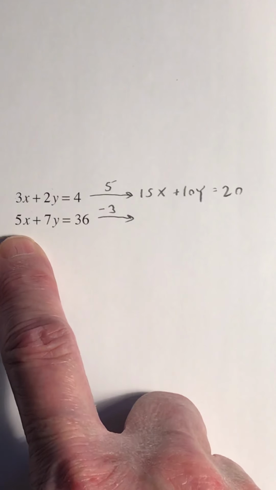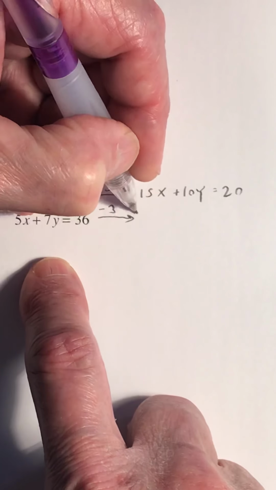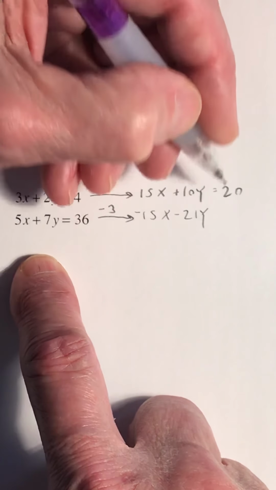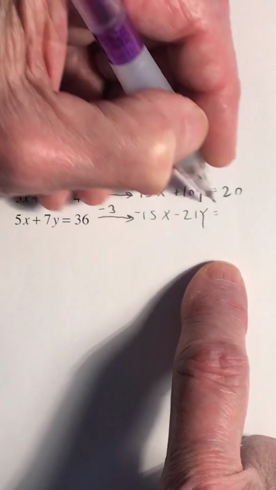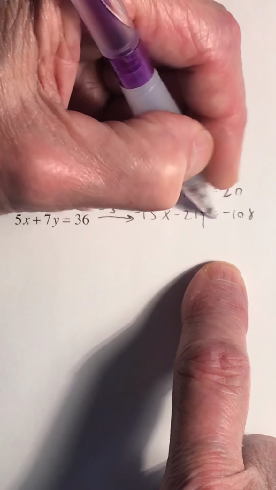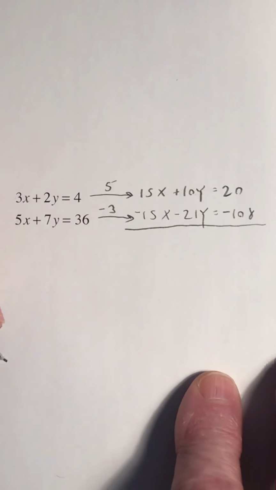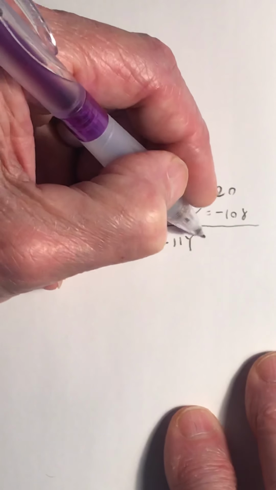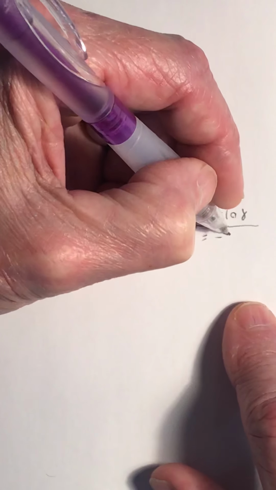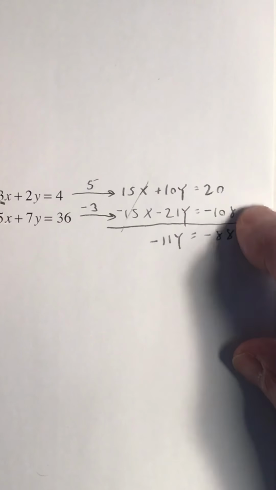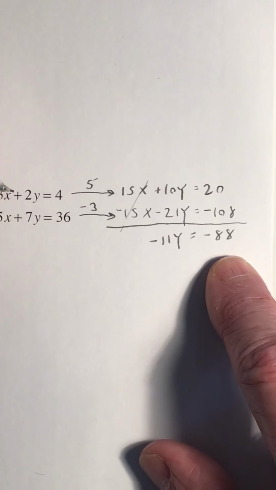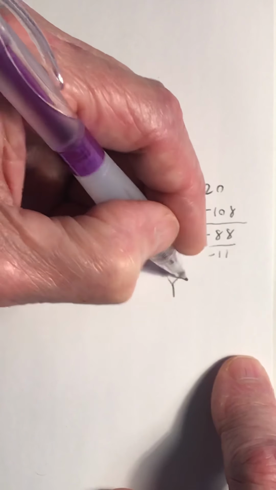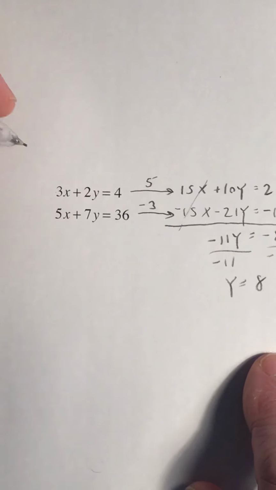5 times everything in that top equation makes that 15x plus 10y equals 20. Negative 3 times everything in the bottom equation, I get negative 15x minus 21y equals negative 108. And now when we add, the x's cancel. I get negative 11y equals negative 88. 20 and negative 108 add up to negative 88. Divide by negative 11 on both sides. Get y equals positive 8. Positive 8 for y.